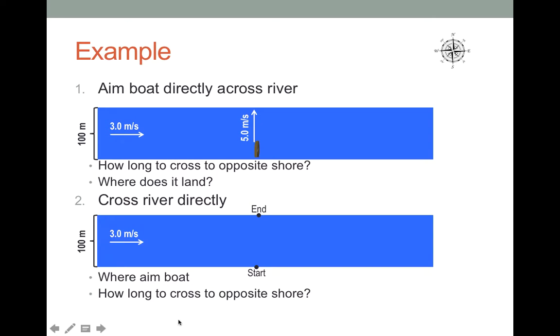Second problem is, let's say we want to start our boat right here, and we want to land right here on the opposite shore directly north from where we started out. Where do we aim the boat? And again, how long does it take to cross the shore? I want you to pause the video, spend a few minutes, try to solve these 2 problems, and enter your answers in the little box that will appear.